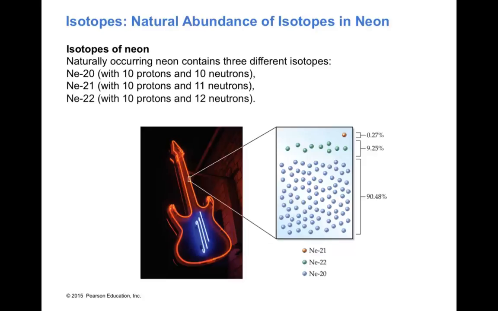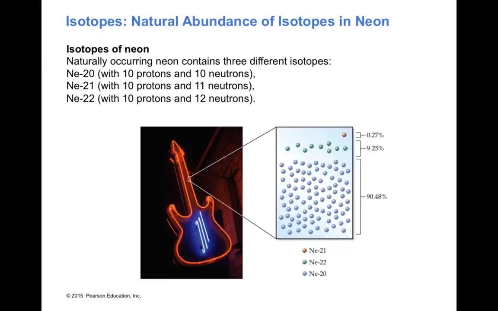So between the isotopes of an element, they always have the same number of protons but a different number of neutrons. Also, their natural abundance is really different from one another. For example, neon 20 has 90.48% abundance naturally, while neon 22 occurs 9.25% of the time, and neon 21 just 0.27%.